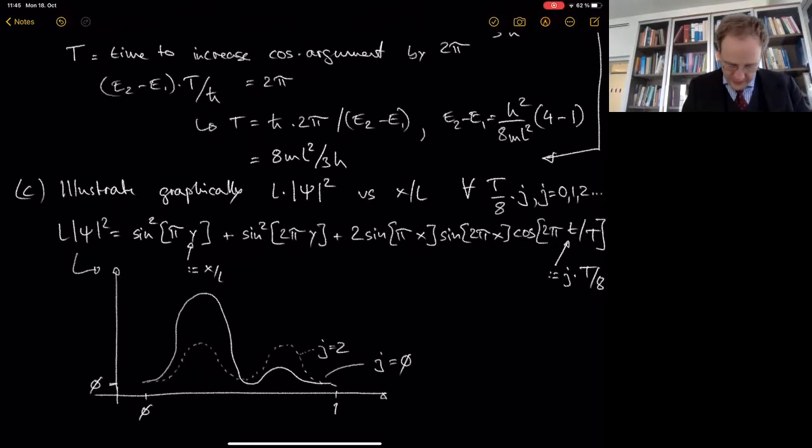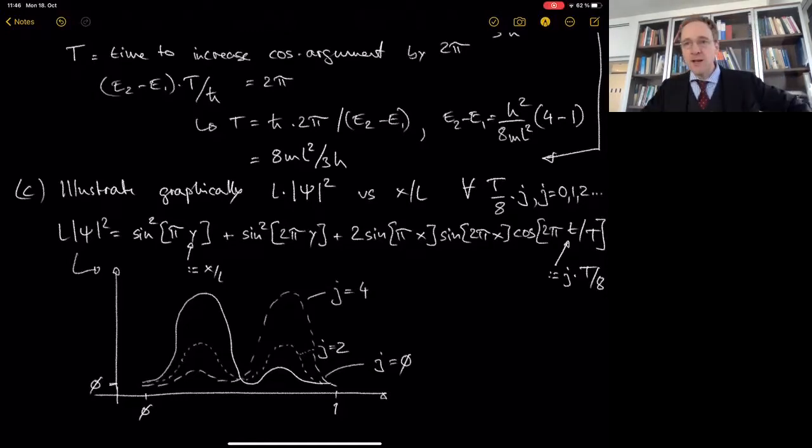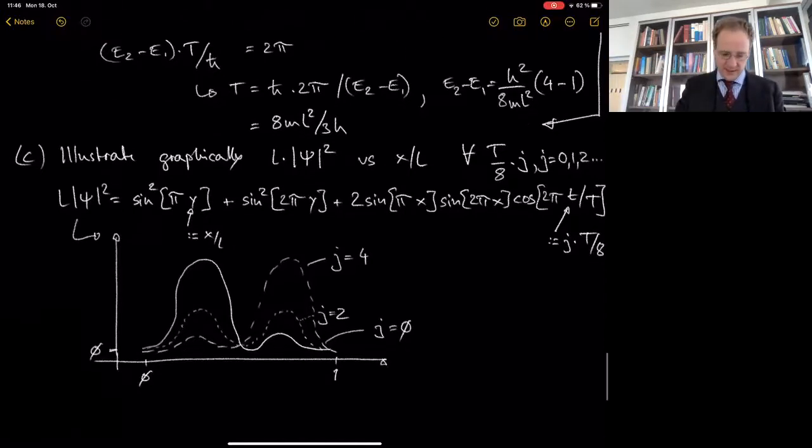And if you go to j equals 4, it should look like this. Okay. So what are you seeing? You're seeing here the electron probability, right? Sits first on the left, and then as time progresses, it tunnels over to the other side of your box, right?